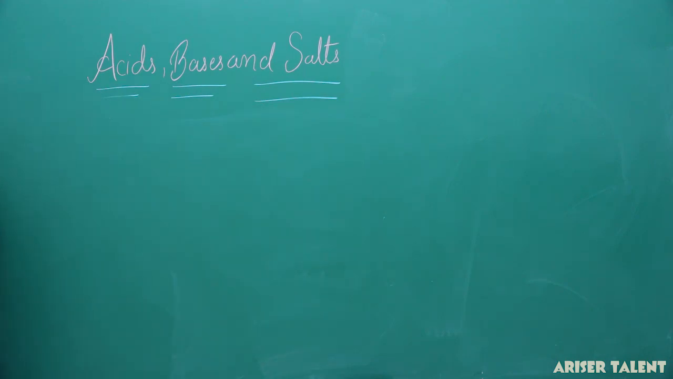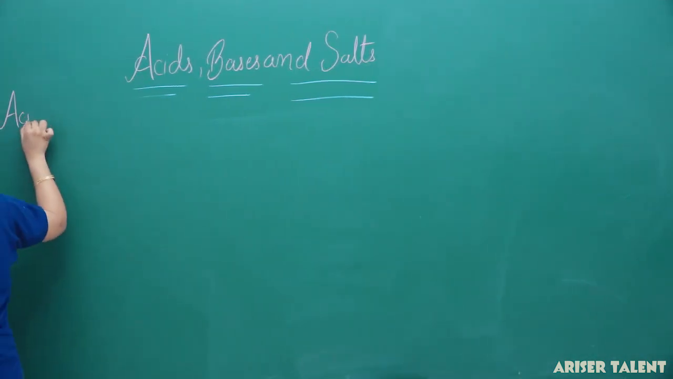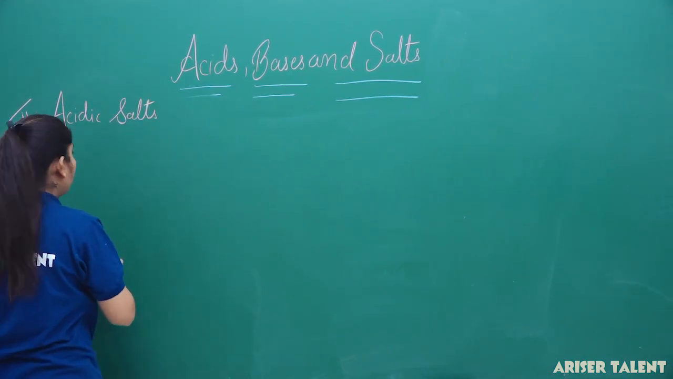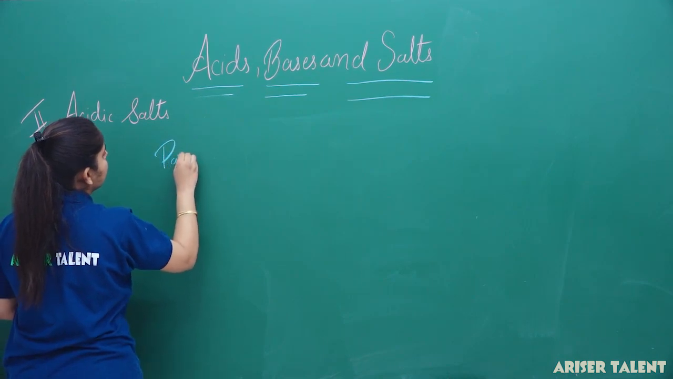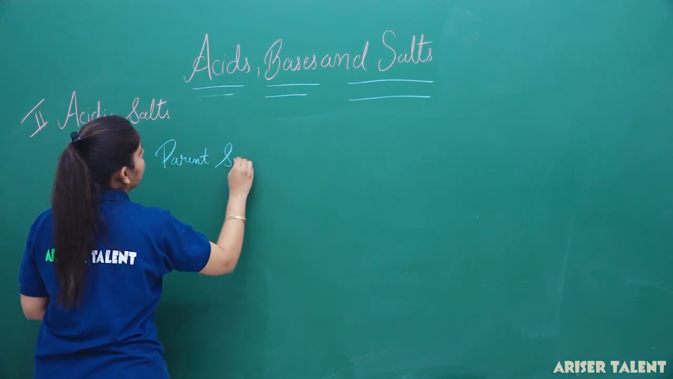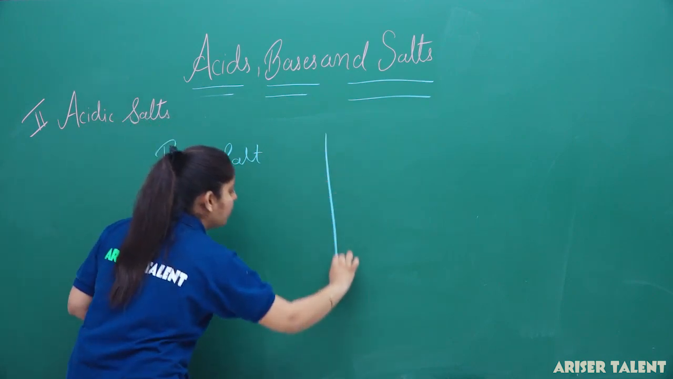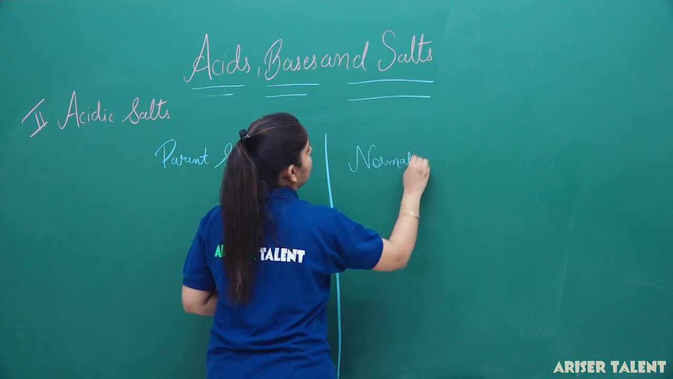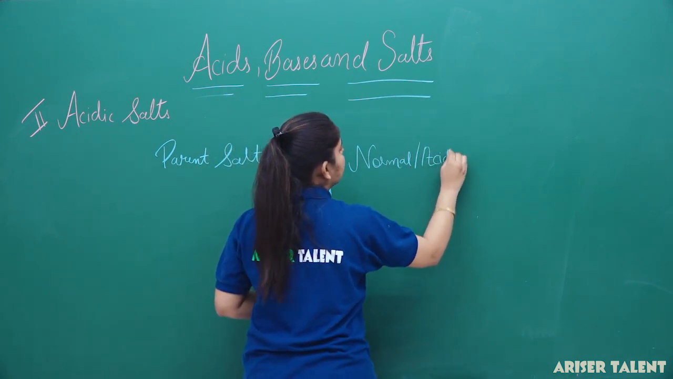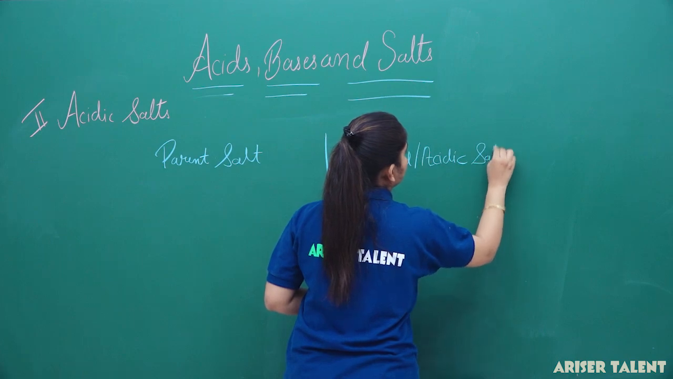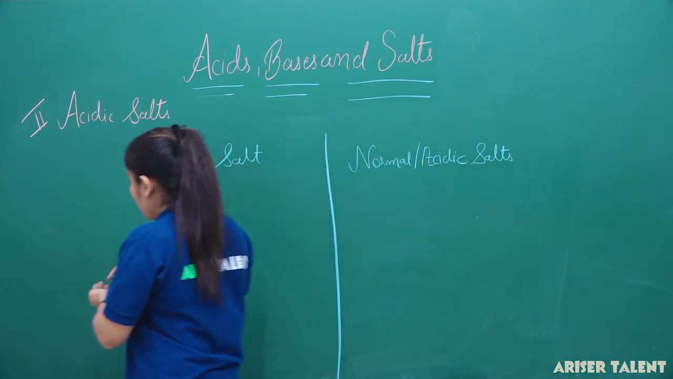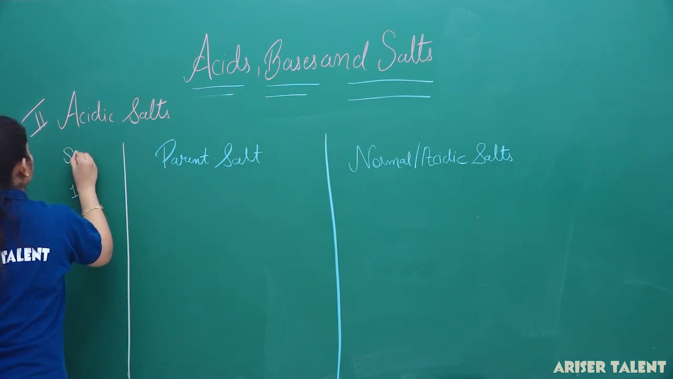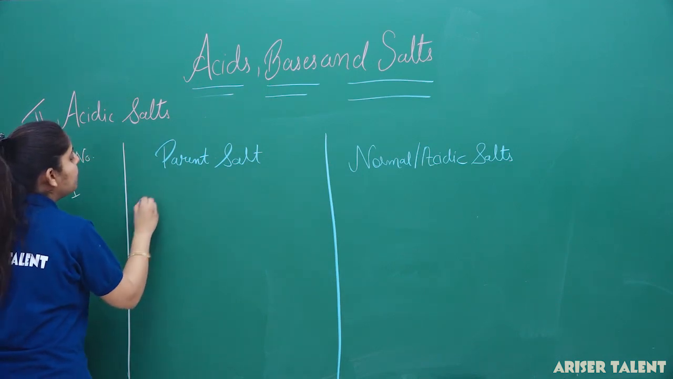Now, in the second category of the acidic salts, we have different types of salts. So here we are writing the parent acid, and with the parent acid we have our normal salts, or we can say acidic salts. Now we have our first category. Our first category will be sulfuric acid.